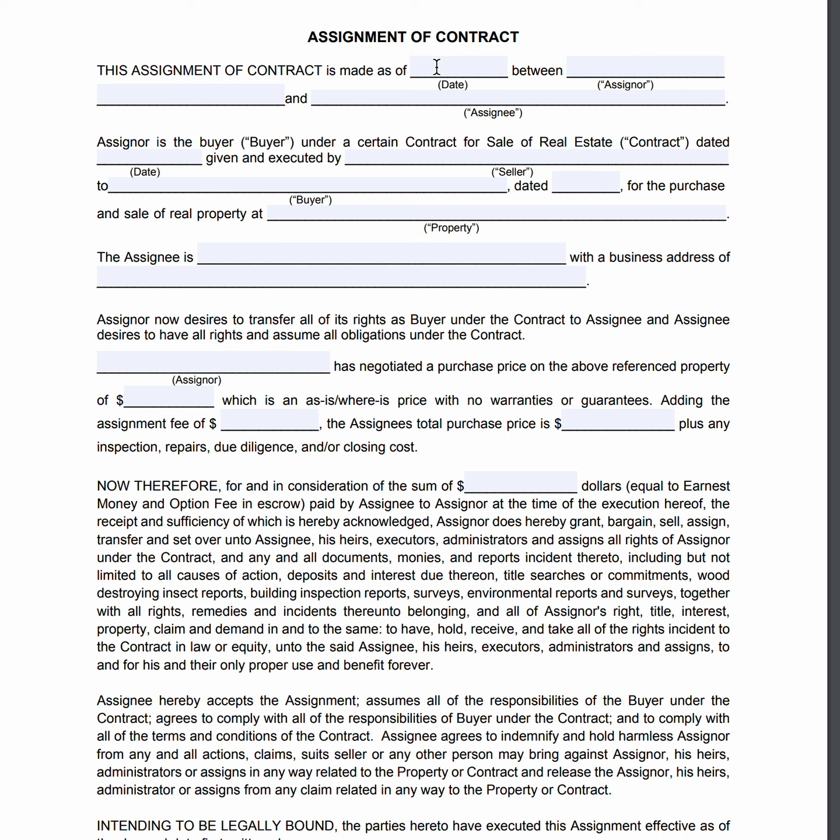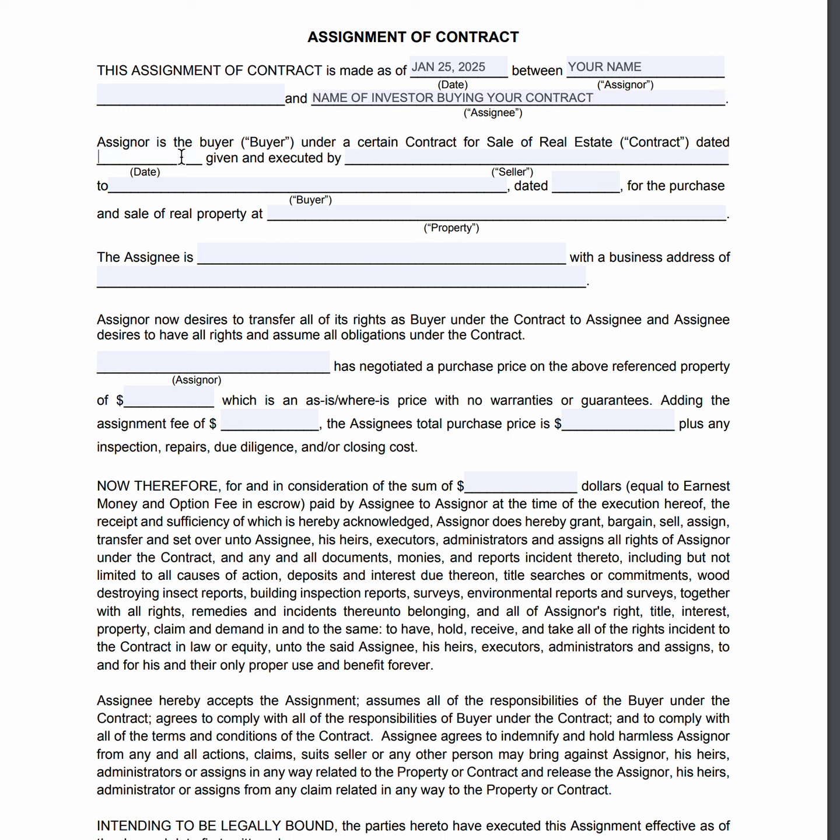So you would come in and first it's going to reference when was the original contract. Let's say it's December 25th. Okay, between assignor, that is your name, and assignee, this is the name of the investor buying your contract.